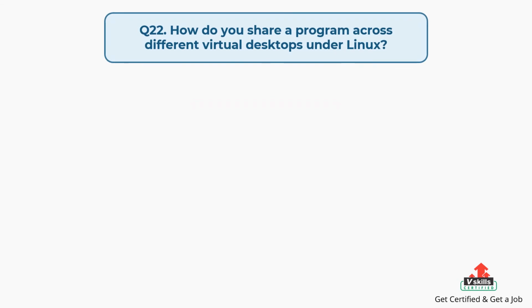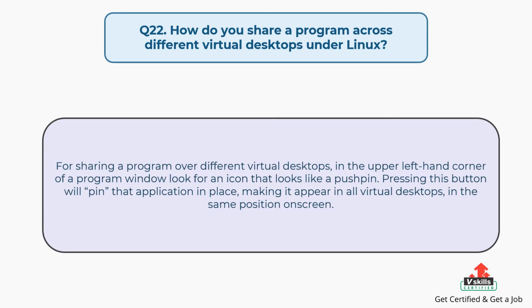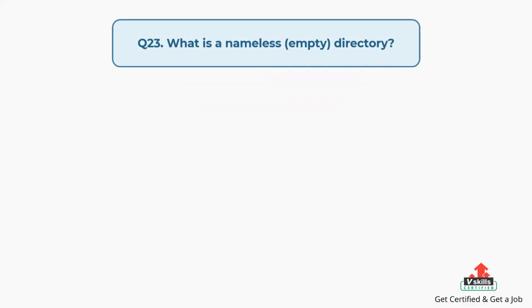Question number 22. How do you share a program across different virtual desktops under Linux? The answer is for sharing a program over different virtual desktops, in the upper left-hand corner of a program window look for an icon that looks like a push pin. Pressing this button will pin that application in place, making it appear in all virtual desktops, in the same position on screen.